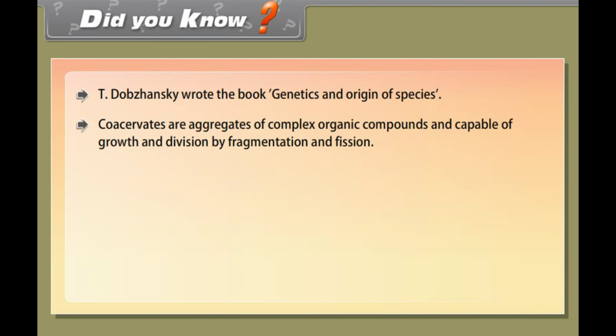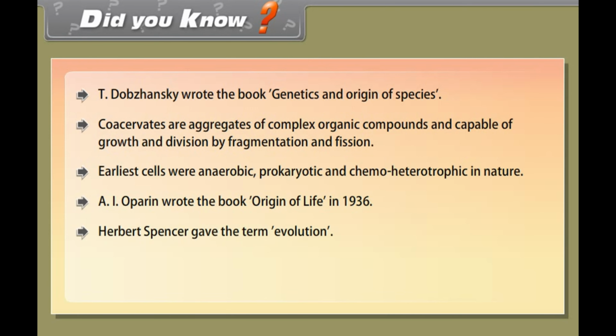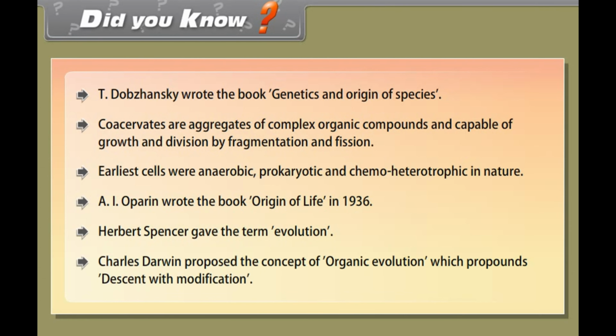Coacervates are aggregates of complex organic compounds and are capable of growth and division by fragmentation and fission. Earliest cells were anaerobic, prokaryotic, and chemoheterotrophic in nature. A.I. Oparin wrote the book Origin of Life in 1936. Herbert Spencer gave the term evolution. Charles Darwin proposed the concept of organic evolution, which propounds descent with modification.